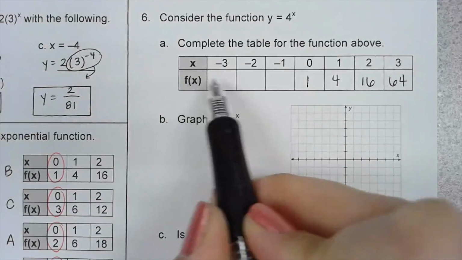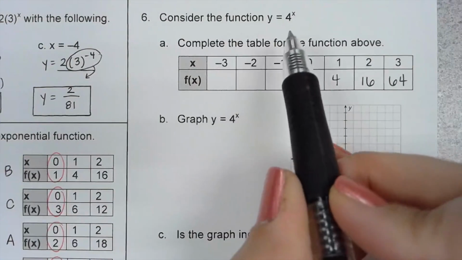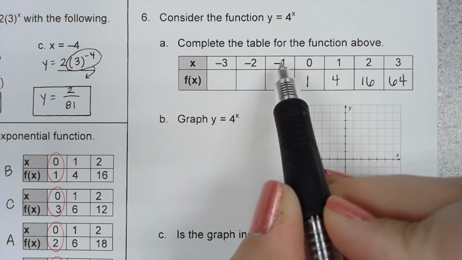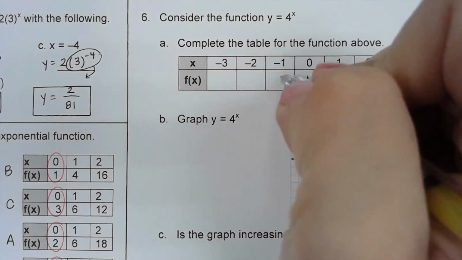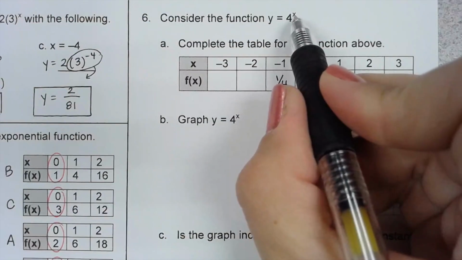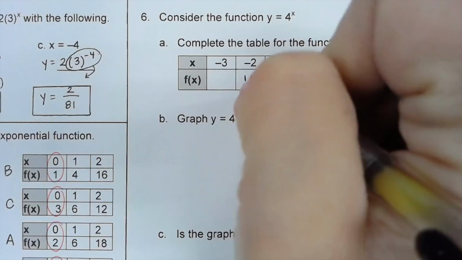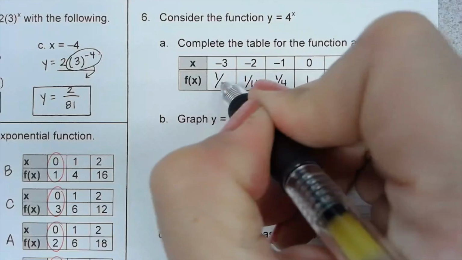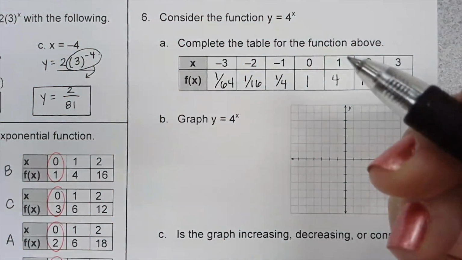And then you want to remember what happens over here with your negative numbers. 4 to the negative 1 is 4, but the negative on the 1 flips it down into the bottom of the fraction, so it's going to be 1 over 4. 4 to the negative second would flip that into the bottom of the fraction, so that's going to be 1 over 16. And then 4 to the negative third would flip that into the bottom of the fraction, so that's going to be 1 over 64.